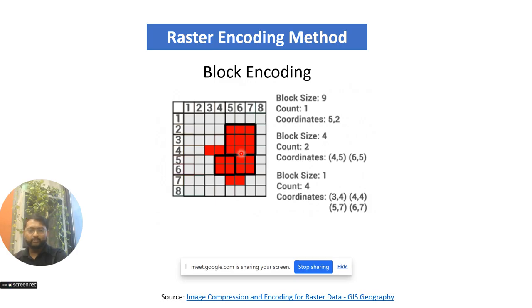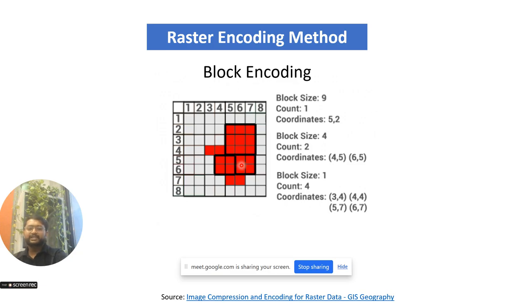Considering this box, it is starting from 5 comma 2, and the size of that box is 9, so 3 cross 3. Similarly, after 3 cross 3, we have 2 cross 2. How many boxes have 2 cross 2 size? There are two boxes. And what are the coordinates for those two boxes? 4 comma 5 and another one at 6 comma 5.